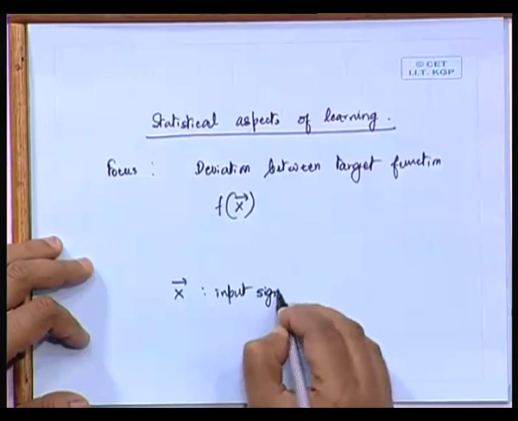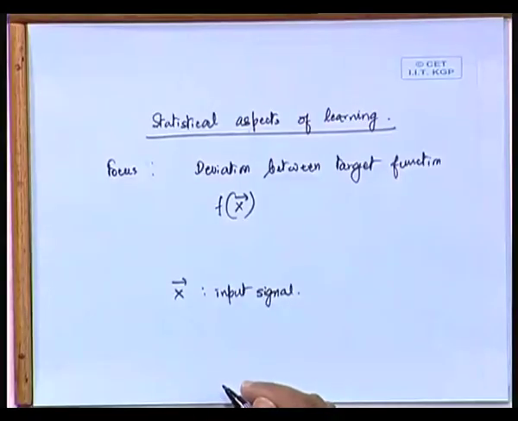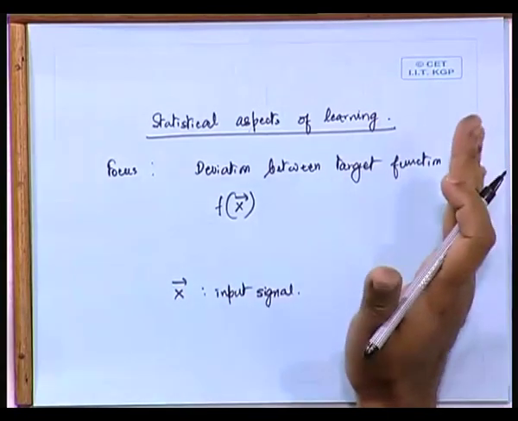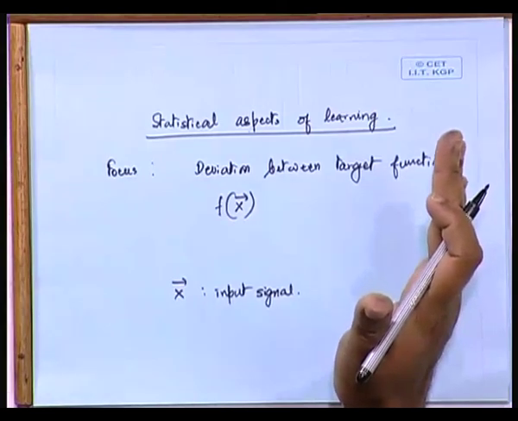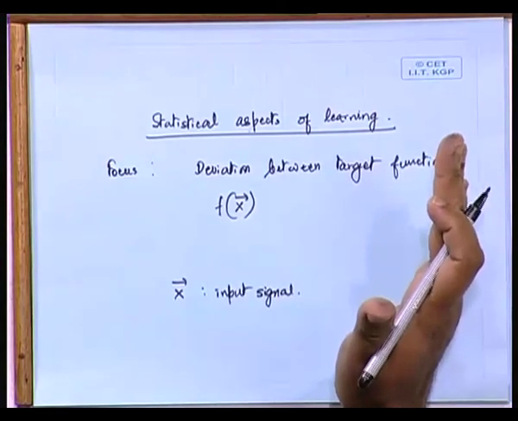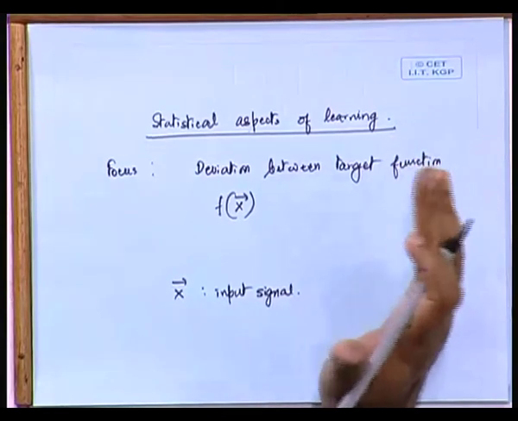Okay. So, what is f of x vector? Simply a function, simply the regression function. So, in fact, if we have x vector to be the input signal and we have y to be the desired response, in that case we can map this x to y by a function f of x, isn't it.